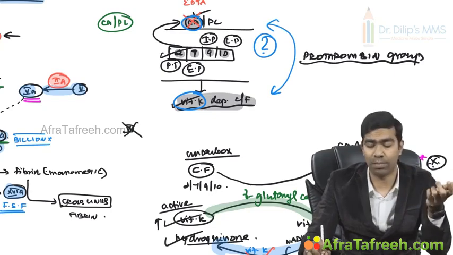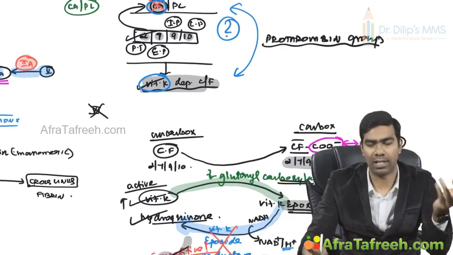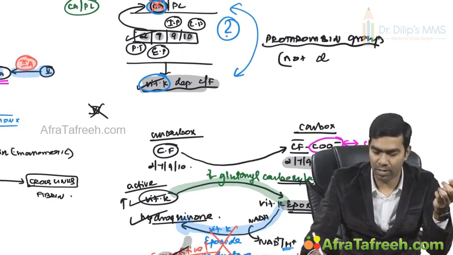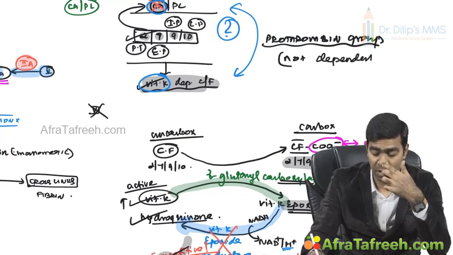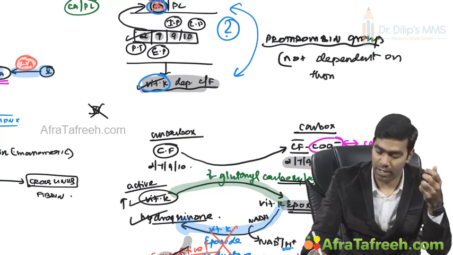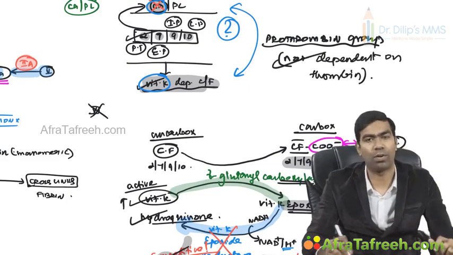So if you call this the prothrombin group, what is the other meaning? That it is not dependent on thrombin. That is also very important. It is not going to be dependent on thrombin. That's a very important point.